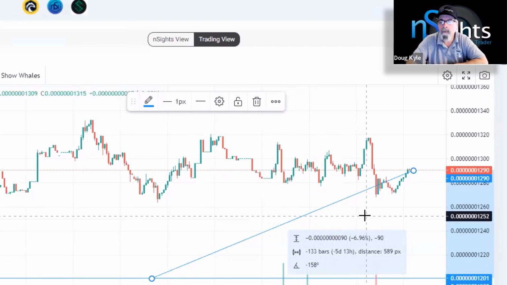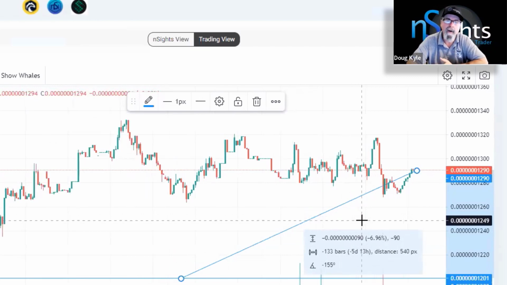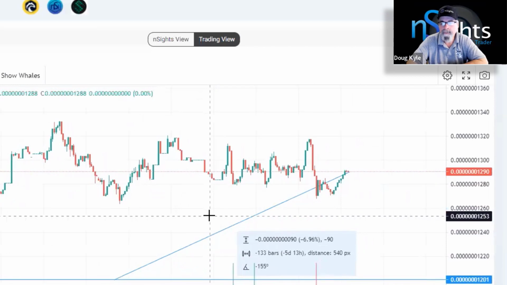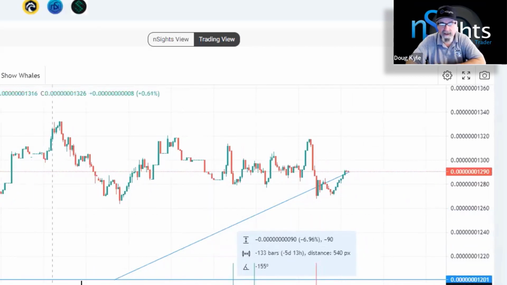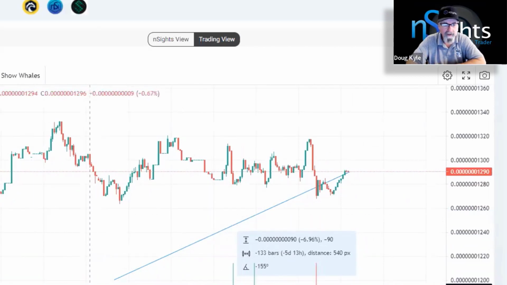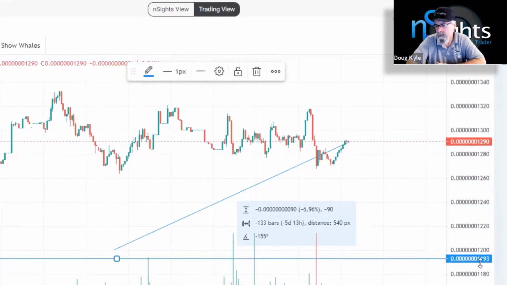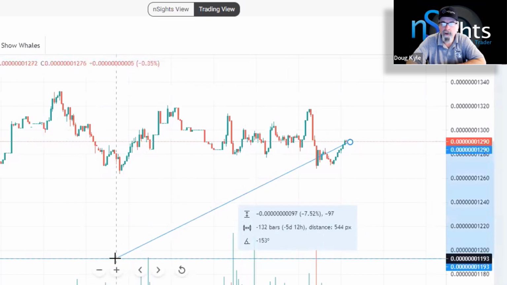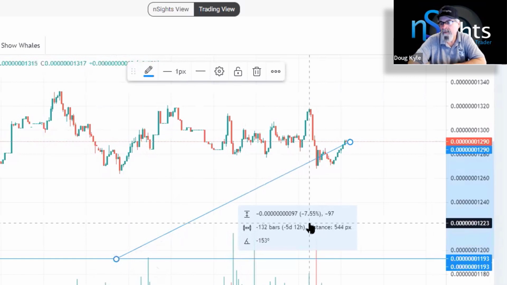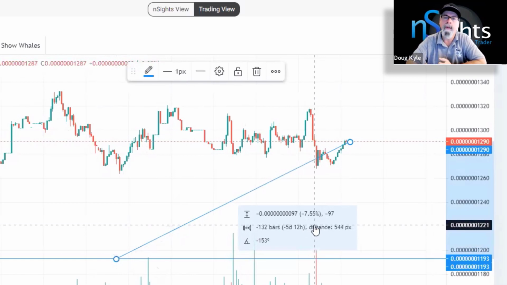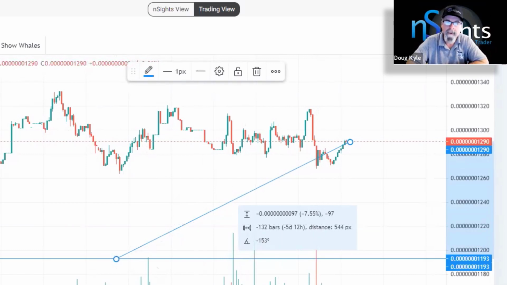These will be targets that we'll set for buys and sells that will be limit orders. Let's say this right here is one of the targets that I want to set. It's at 1193. Now I'm going to show you two ways to do this. This is at about 7.55% below the market, but it's going to tell me above the market.